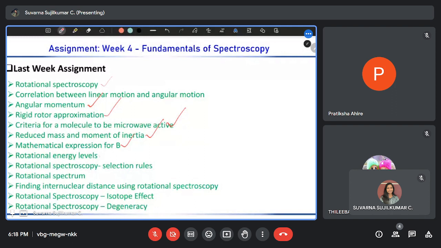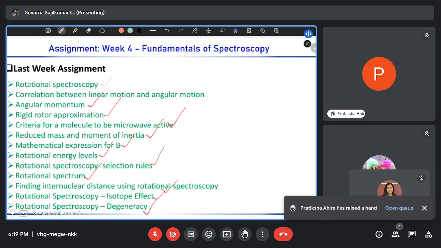And we described the rotational energy levels and the selection rule in rotational spectroscopy. We discussed the rotational spectrum, how it will look, and how we will interpret the data. Then, what is the use of rotational spectroscopy? One can find the internuclear distance between atoms using rotational spectroscopy, followed by how we interpret the isotopic effect in rotational spectroscopy, followed by the degeneracy in rotational spectroscopy.